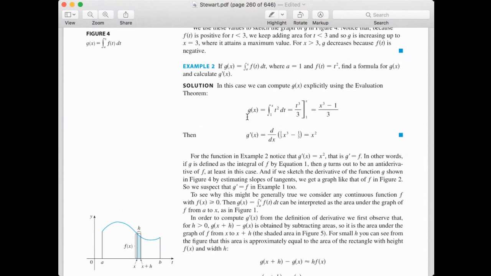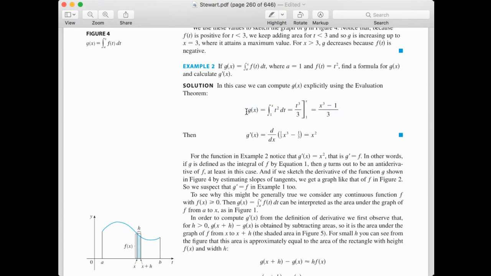Let's see that. G of x equals the integral with lower limit 1, upper limit x, and the integrand is t squared dt. We can use the evaluation theorem. The antiderivative of t squared is 1/3 of t cubed. Evaluate at the upper limit x and subtract the evaluation at 1. At x, we get 1/3 of x cubed. At 1, we get 1/3. So in the end, we have (x cubed minus 1) divided by 3.